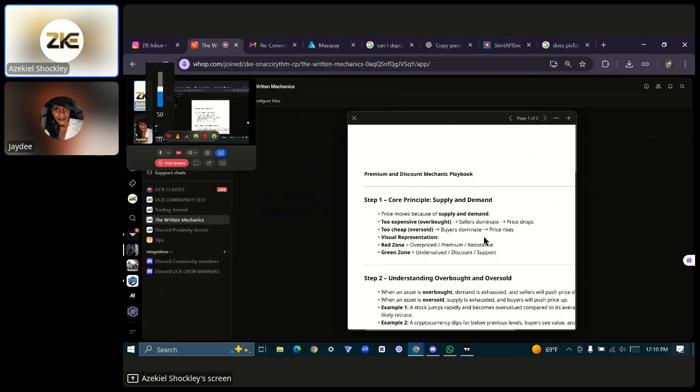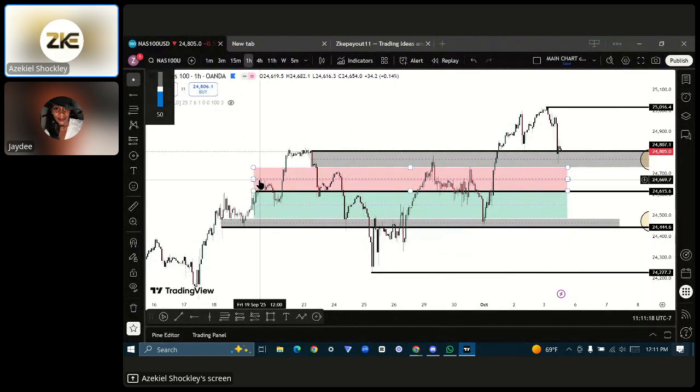A visual representation. The red zone means price is overpriced, premium, or it can mean resistance. Just all different terminologies. They all mean the same thing. If I say a resistance zone, that means premium zone. If I say premium zone, that means overpriced zone. When I say overpriced zone, that means expensive zone. The green zone is the undervalued zone, discount or support zone. Just all different perspectives of me verbalizing what I'm expressing. So when I show you this, that's exactly what I mean.